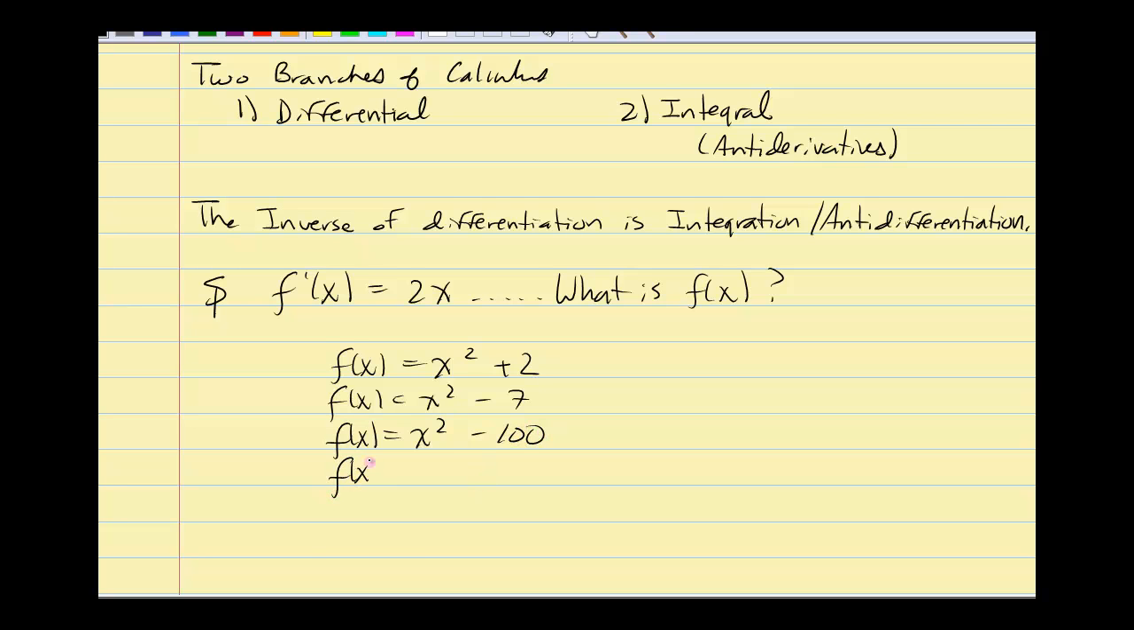So a lot of times, instead of writing out all these different constants, we can say the original function was equal to x squared plus some constant. Now this constant could have been positive or negative, so I don't need to worry about whether I say plus c or minus c, because the constant could have been positive or negative.